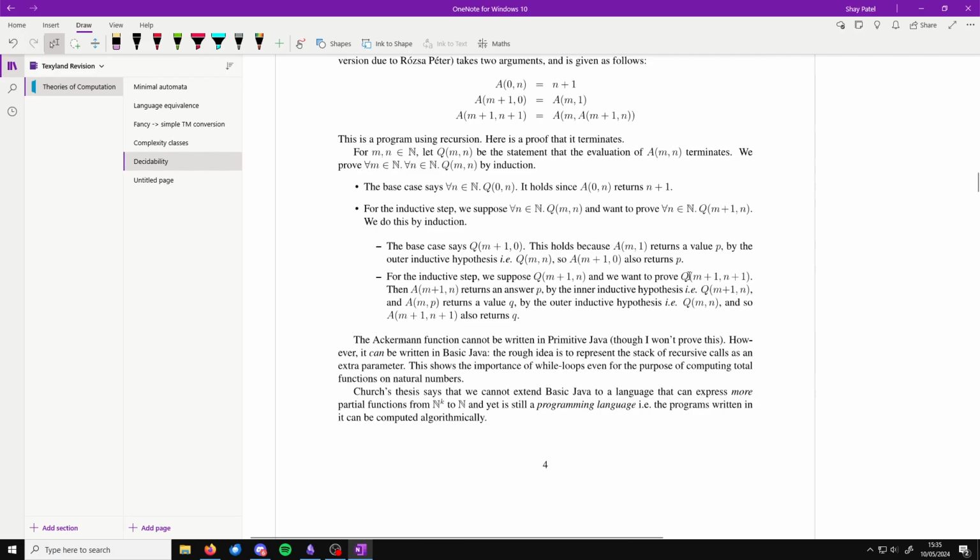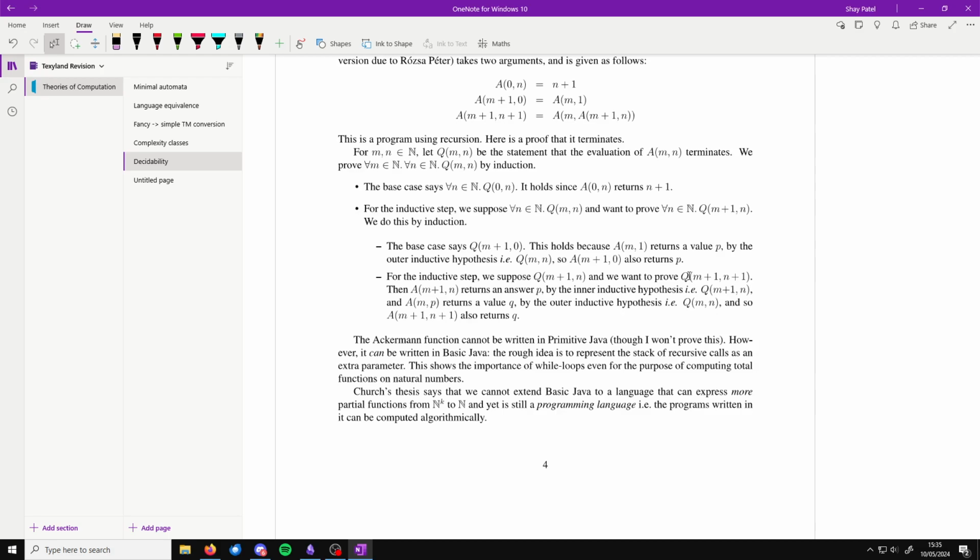For m, n in natural numbers, let Q(m, n) be the statement that the evaluation of the Ackermann function A(m, n) terminates. We'll prove that for all values of m and n in the natural numbers, Q(m, n) holds. The base case: for all n in natural numbers, Q(0, n) terminates because A(0, n) just returns n plus 1. So we know that this terminates. For the inductive step, we suppose that for all n in natural numbers, Q(m, n) terminates, so A(m, n) terminates.